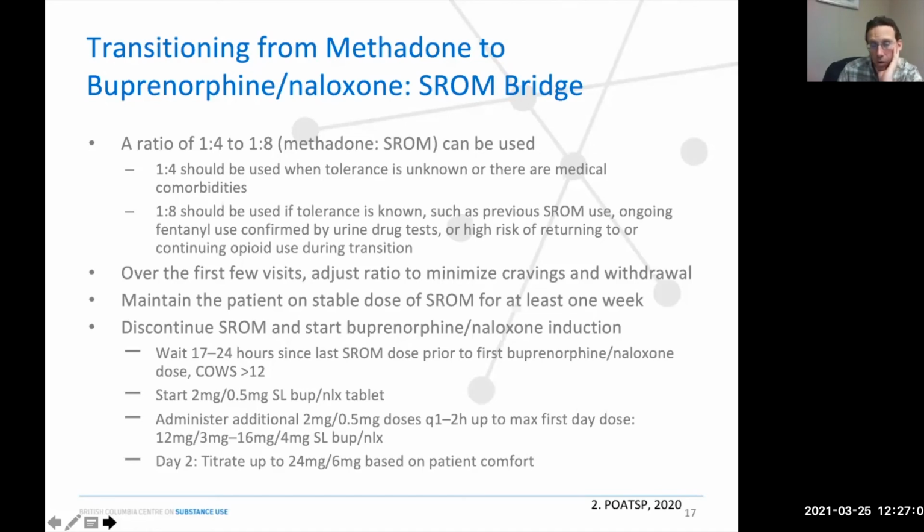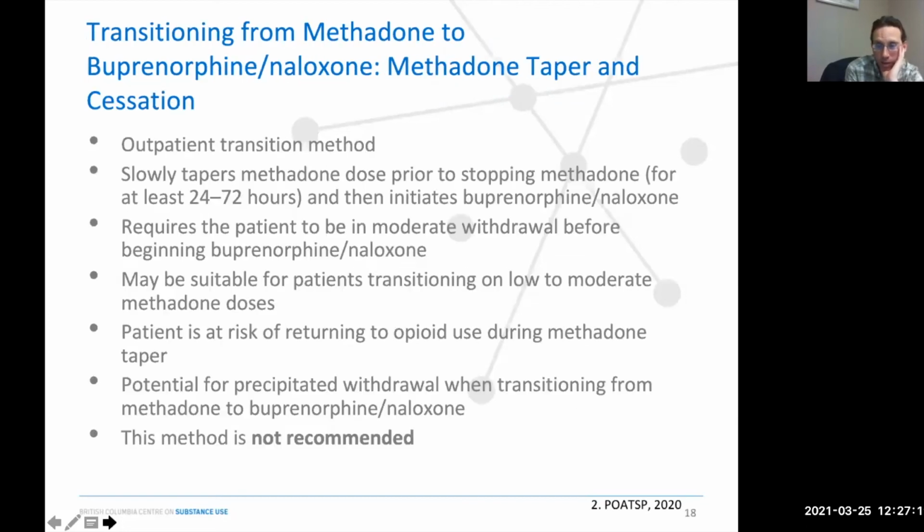But then once you're over the hump of knowing you're not going to have precipitated withdrawal, you can give them quite a bit faster. Give them a bunch of 2 milligram tabs to take home, and then you can titrate up to 12 or 16 on the first day, up to 24 on the second day, depending on patient comfort. Next slide, please.